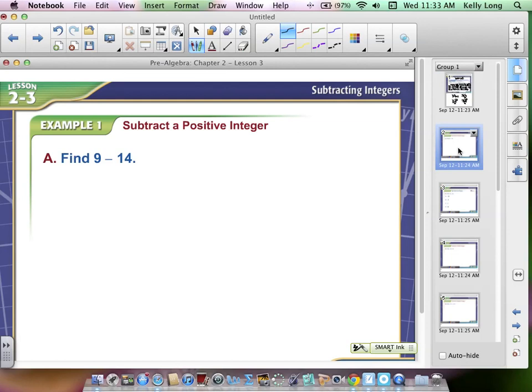Here we go. Let's just practice some. Subtract a positive integer. Here we go. 9 minus 14. So what do we do? Well, that becomes 9 plus, change the sign. Right now it's a positive 14, so then it's going to become a negative 14. And 9 plus negative 14 is what? Adding with unlike signs, so you subtract. 14 minus 9 is 5, and take the sign of the number with the largest absolute value. So it's going to be a negative 5.